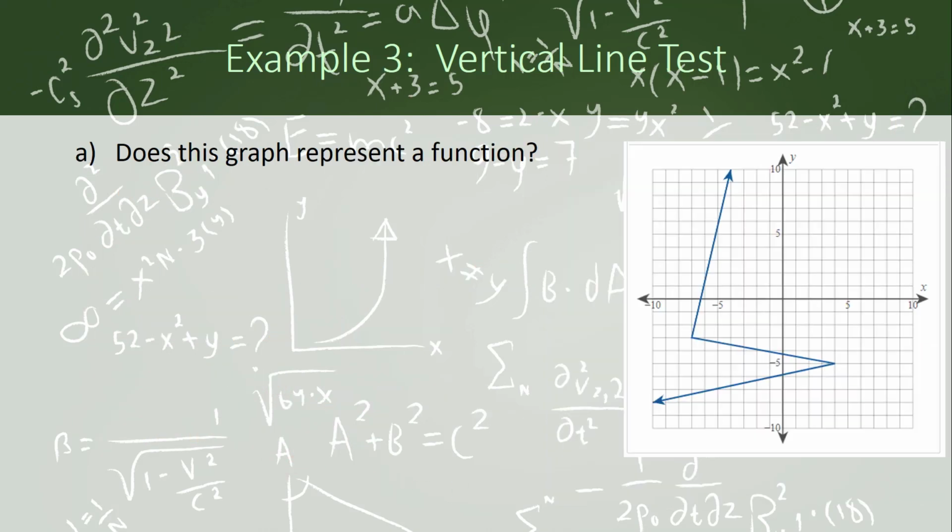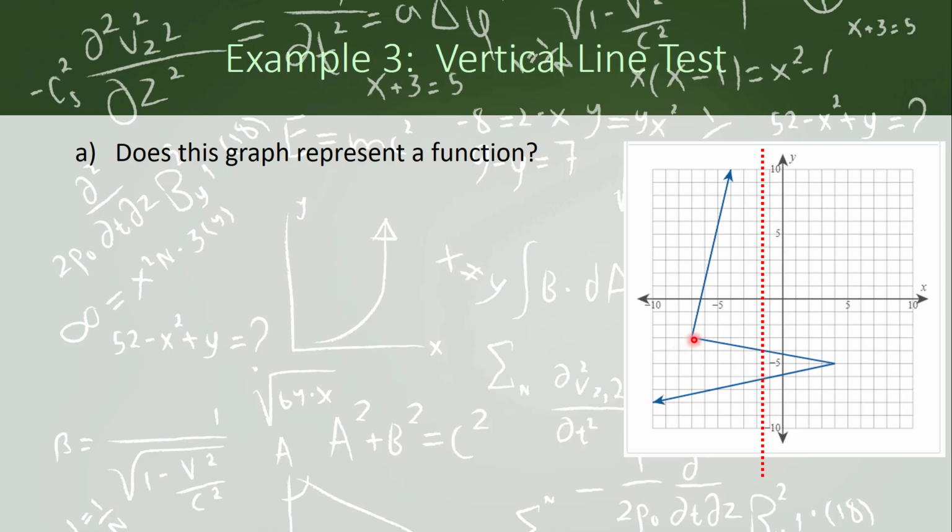Okay, here is our next graph, and a question here is, does this represent a function? Well, the best way to determine that, and here the animation is correct, is by using the vertical line test. And notice right here, this vertical line crosses the graph at 2 points. It crosses it at -4 and -6.